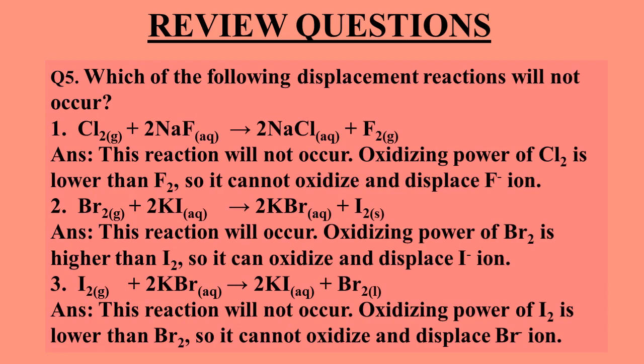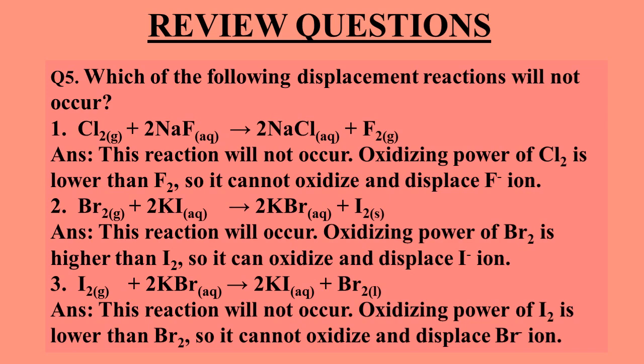We have done question number 2, all the parts from first to fifth part, during the explanation of parts 1, 2 and 3. We have done question number 3 and 4 in part 1 of the lecture. Now we are going to do question number 5, in which we have to tell which of the following displacement reactions will not occur.